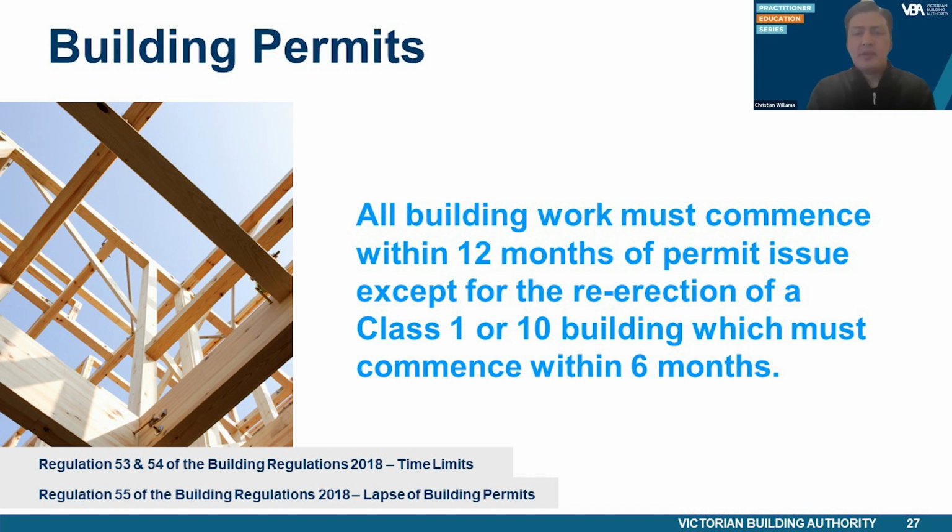All building work must commence within 12 months of permit issue, except for the re-erection of a Class 1 or 10 building, which must commence within 6 months. The building work must be completed from the date of issue of the building permit as follows. For a Class 1 or 10 building, within 24 months; re-erection of any building, within 12 months; other building work not mentioned, and in relation to Class 2 to 9 buildings, other than a re-erection, must be completed within 36 months.